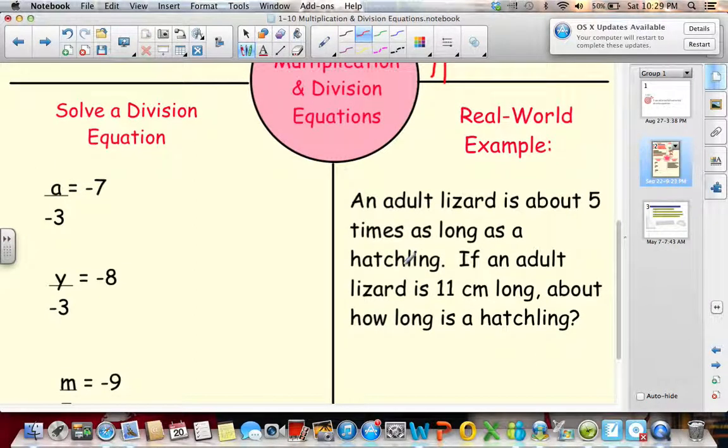Okay, solve a division equation. This is where we tend to get a little mixed up. So first, I'm going to do my railroad tracks. Then I look at my equation and I have a divided by negative 3, because this line right here means division. Because it's being divided by negative 3, this time we are going to multiply both sides by negative 3.